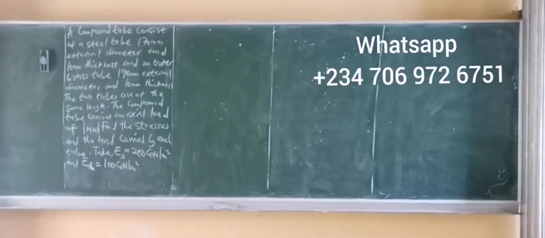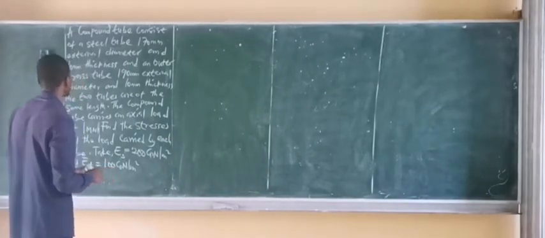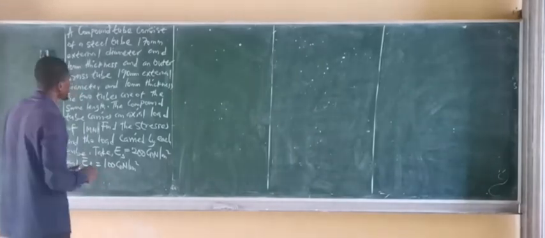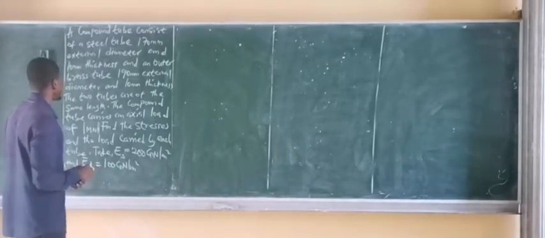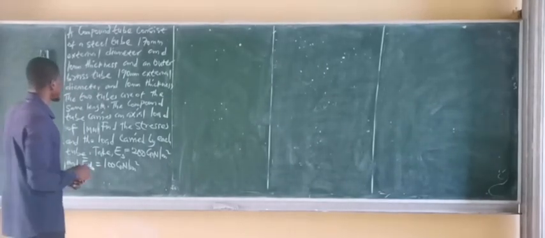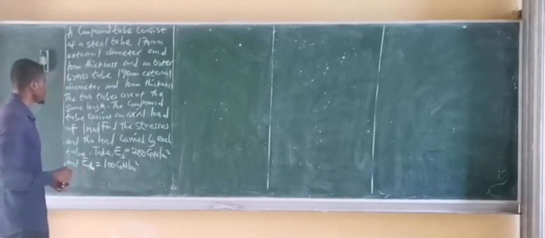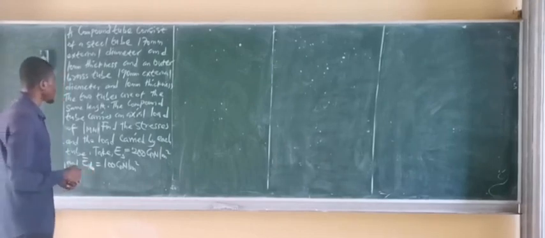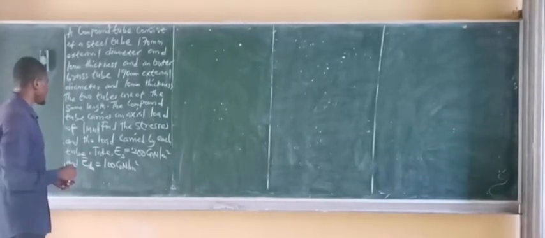Alright, so let's consider that we have this question. A compound tube consists of a steel tube, 170 millimeter external diameter and 10 millimeter thickness, and an outer brass tube, 190 millimeter external diameter, and also 10 millimeter thickness. The two tubes are of the same length.